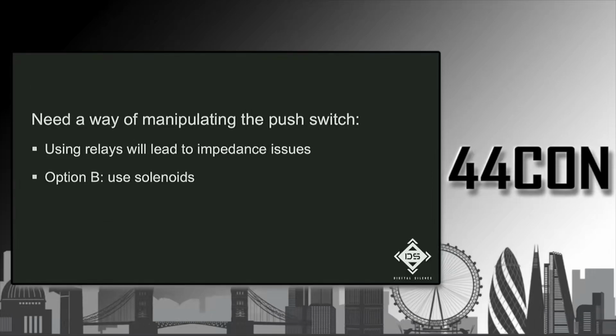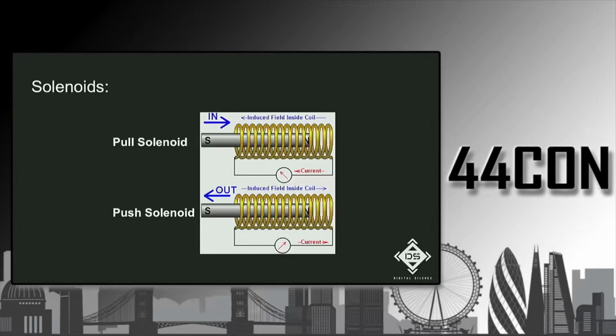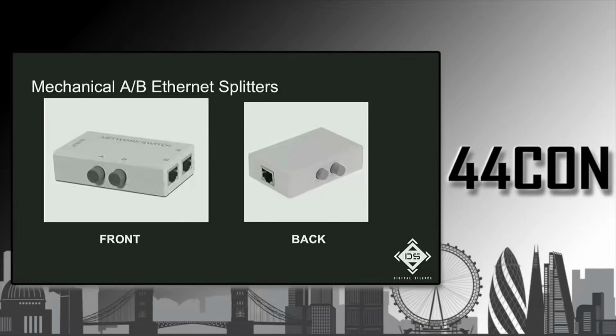But we need a way of manipulating the push switch. I originally tried using relays, but that led to some pretty crazy impedance issues because I'm not an electrical engineer, which probably explains why if you buy a relay-based one online, they're really expensive. But I think the more easily reproducible option is to use solenoids, which is anyways what I did. Basically, a solenoid creates linear motion. Essentially, you have a coil that's wrapped around a rod, and when you run electricity through the coil, you either get a pushing motion if it's a push solenoid, or a pulling motion if it's a pull solenoid. So we essentially use the push solenoids to manipulate the switches and allow us to switch this remotely.